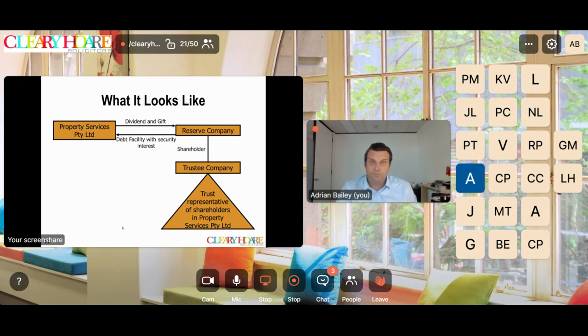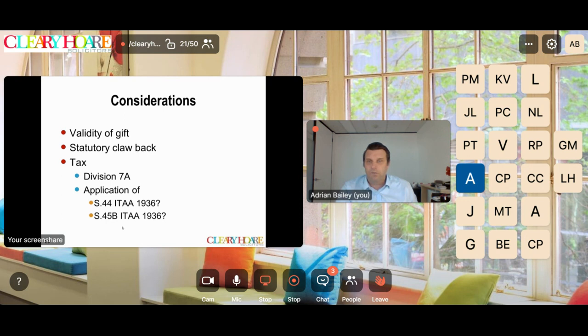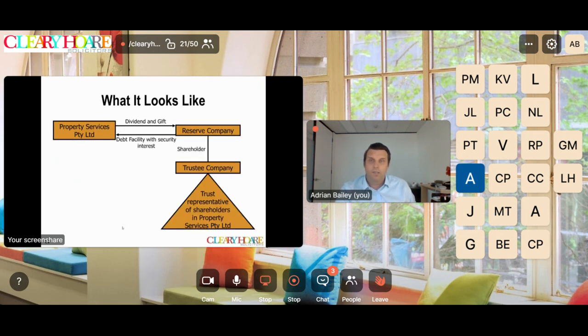So with that, the sorts of things that we need to consider, and we're not going to cover any of the tax issues in this presentation. Paul covered them last week, but we are going to recap on the validity of the gift under the Corporations Act, and then also those statutory clawback provisions under the Corporations Act. Because there's no point doing any of this work unless we're confident that we're not going to fall afoul of any of those clawback provisions.